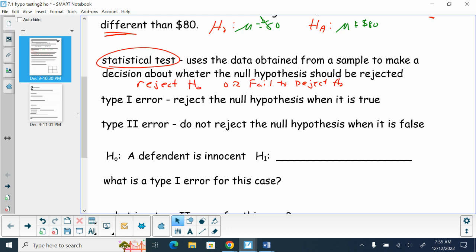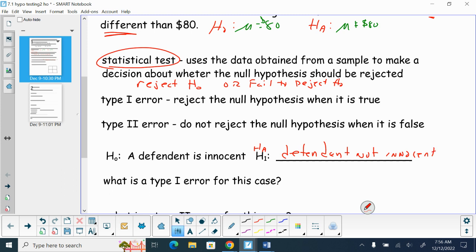We have a null hypothesis: a defendant is innocent. What would be the alternate hypothesis to a defendant is innocent? Okay, he's not innocent, or he's guilty. He's either going to be innocent or not innocent.